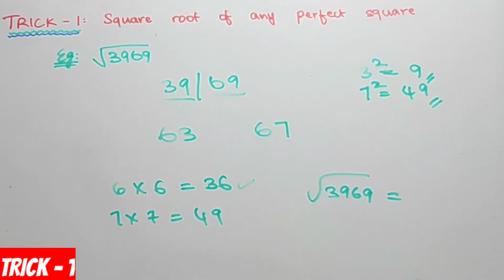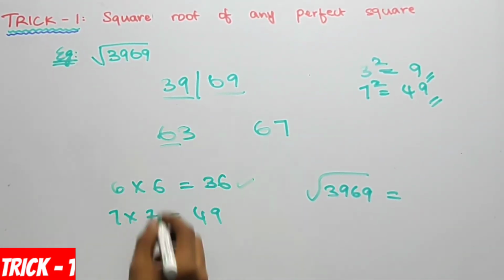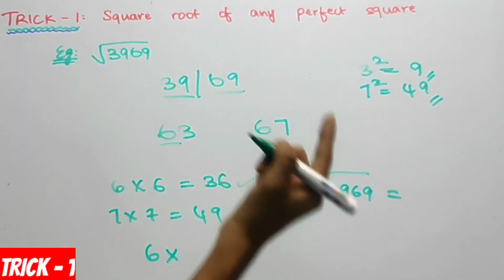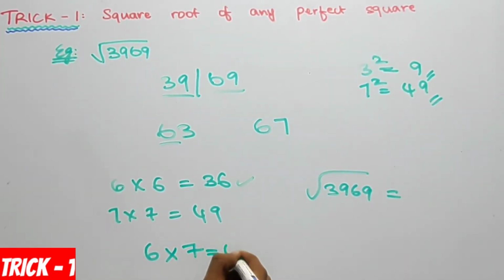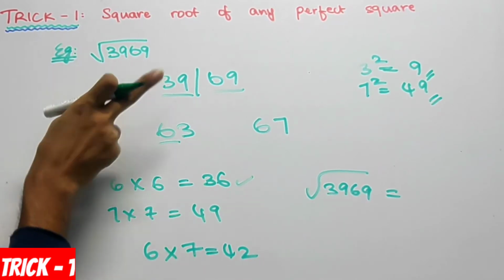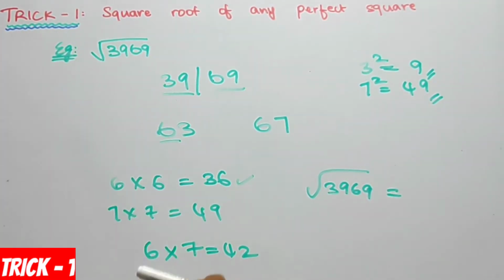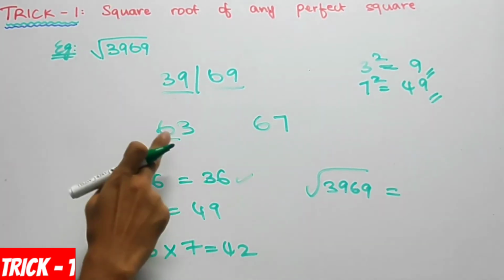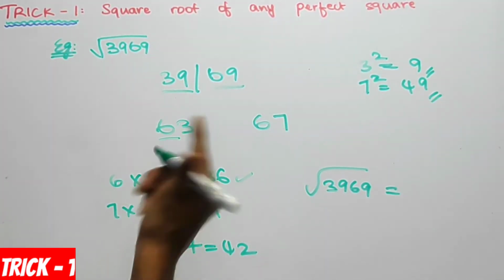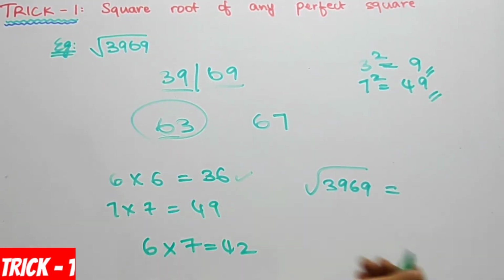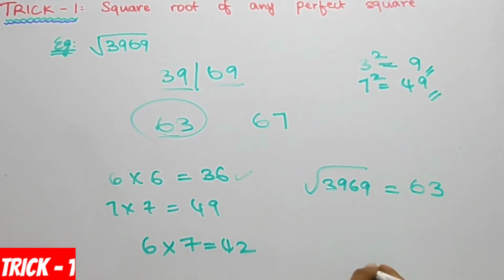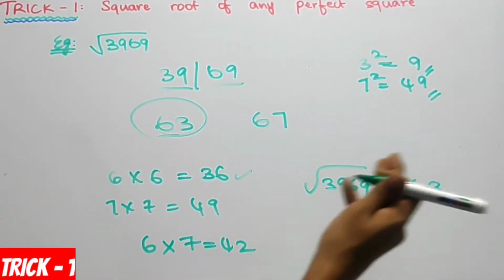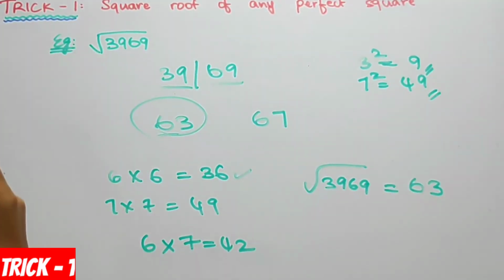Well, now for that, take the tens digit which is 6. Now multiply 6 with the next number which is 7. So 6 sevens are 42. Now what you have to do is check if this 39 is lesser than 42 or if it is greater than 42. Well, 39 is obviously lesser than 42. Well, in the two numbers 63 and 67, choose the lesser number which is 63. Hence, square root of 3969 will get you the answer of 63 according to this method.